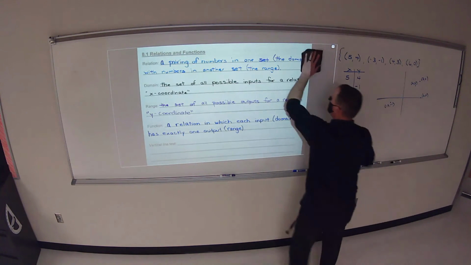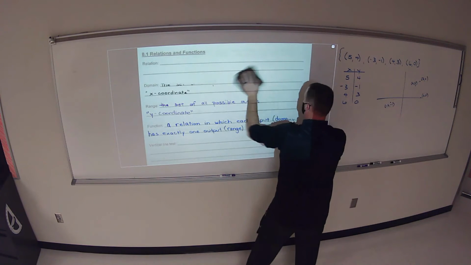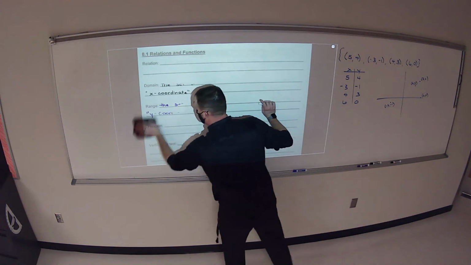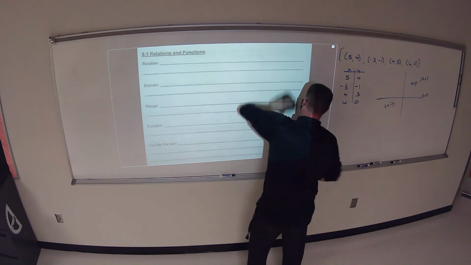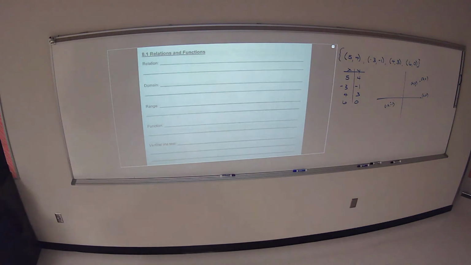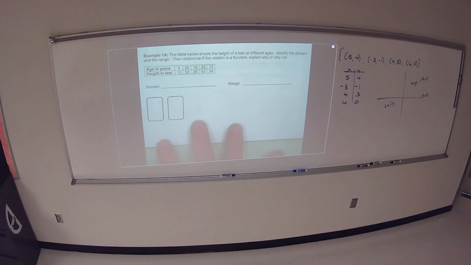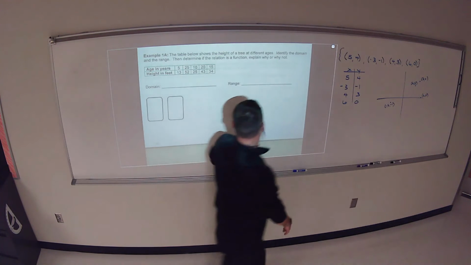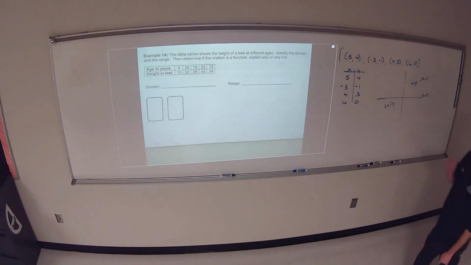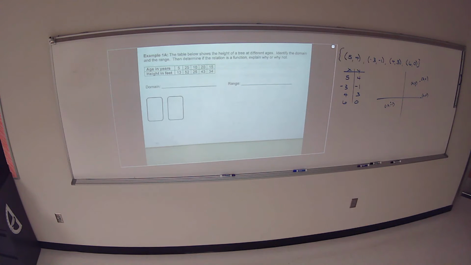All right. So let's actually move into our examples today. Again, we're going to save the vertical line test for tomorrow. It is a little bit lengthier definition, so that's why we've got so many lines there. But I want to work through example A, and then let you guys work through example B. There's a couple things more than just definitions that we need to know for all of this. So, the table shows the height of a tree at different ages. Identify the domain and range, then determine if the relation is a function and explain why or why not.